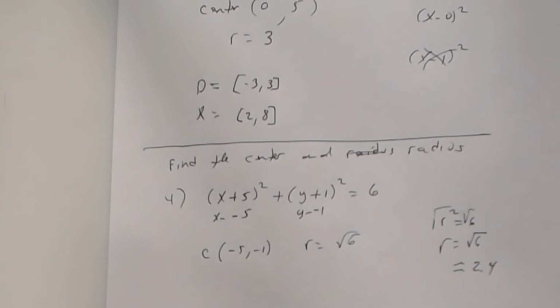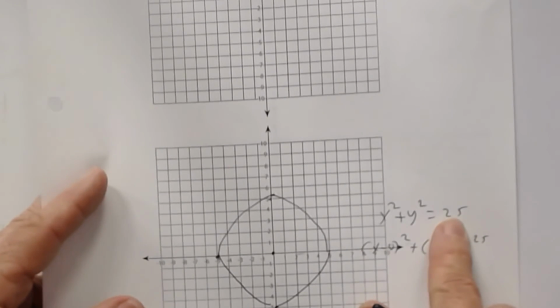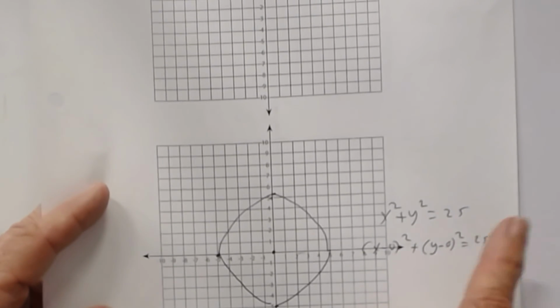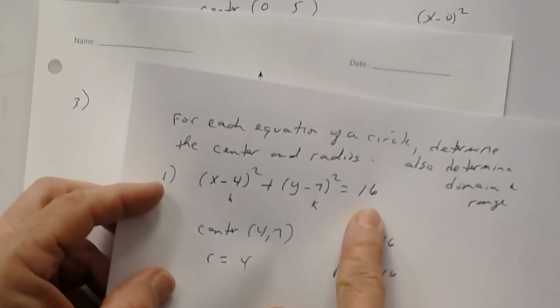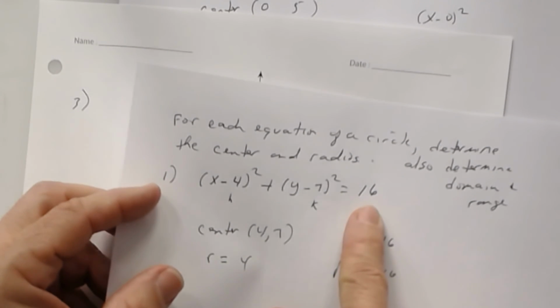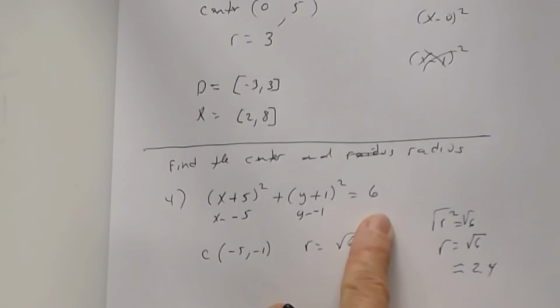Okay? You see where you get the radius? Radius is square root of 6, just like what we did here. You find the radius, you take the square root of 25, but 25 is a perfect square. What's the square root of 25? 5. In the other problem, you had 16. 16 is a perfect square. So what's the radius? 4. Here, 6 is not a perfect square. So you just have to say the square root of 6.